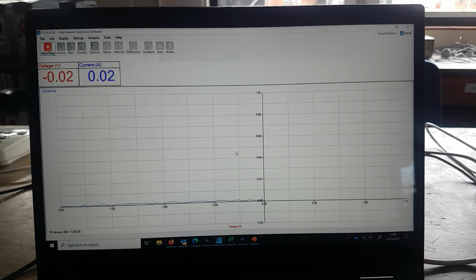I'll now swap the connections over and try positive values. See if we see something different for positive. And here we go for the positive values. Still not a lot happening at all, really. Oh, just starting here. Here it goes. Going quite sharply now. I have to be careful not to burn the diode out. Quite sharply up. 0.7, 0.8, 0.9. That is really quite clear, what we've got there.